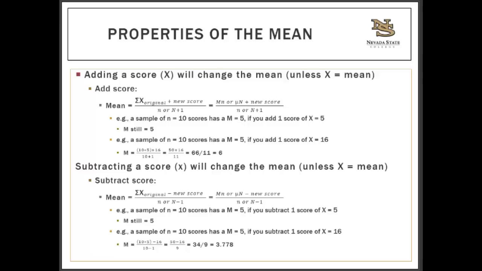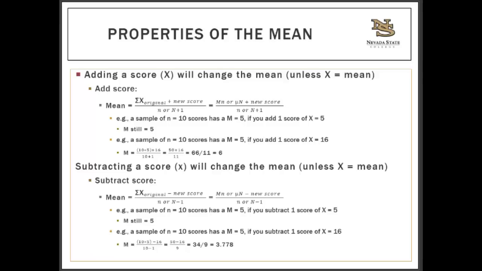So the same thing holds true. If you're subtracting a score that's equal to the mean, nothing changes. But as you can see in that second example, let's say we have that same sample of 10 scores, they have a mean of 5, and now this time we're subtracting a score of 16 instead of adding it. So in the numerator, we find the sum of x, 10 times 5 is 50. We're getting rid of that score of 16, so we subtract 16. Then in the denominator, we had 10 scores, we took one out, we're left with 9 scores. And so we end up with 50 minus 16 is 34, divided by those 9 scores.